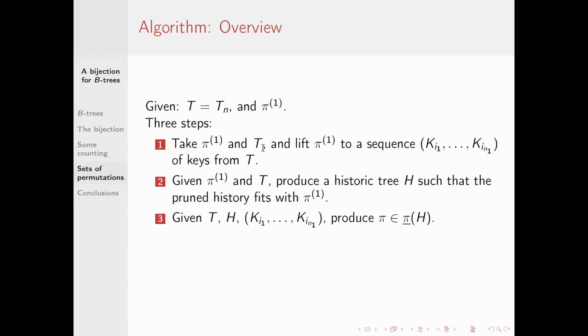And then finally, given all of this information, so the T, the historic tree, and this key sequence from step 1, we want to produce a pi that's inside the set. And I should say, as I go through this, I'm going to make some arbitrary choices, and they will lead to a permutation that gave me the tree. If you make different choices, you get different permutations.